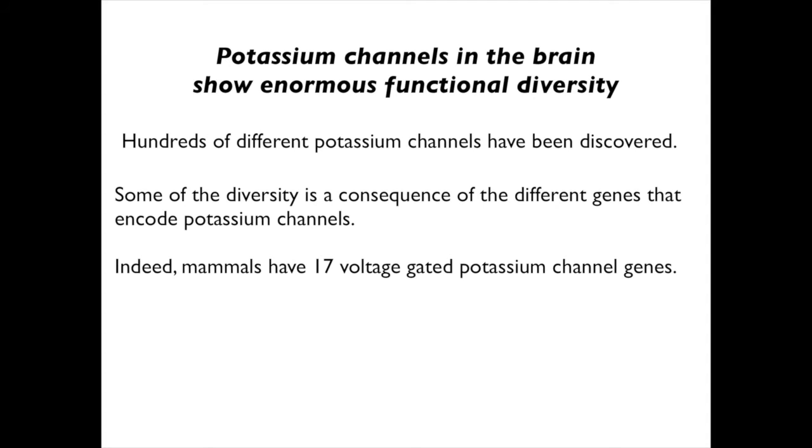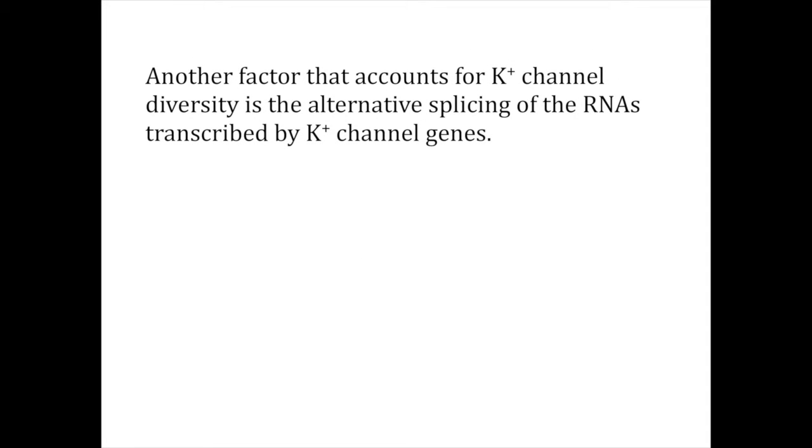Some of the channel diversity is a consequence of the different genes that encode different potassium channels. Mammals, for example, have 17 voltage-gated potassium channel genes. Indeed, the potassium channels in the squid giant axon, for example, are produced by a different gene than the homologue of the Shaker potassium channel. But there is another factor that accounts for potassium channel diversity: alternative splicing of the RNAs transcribed by the potassium channel genes.